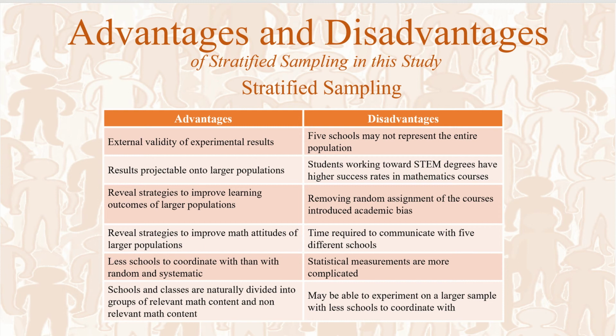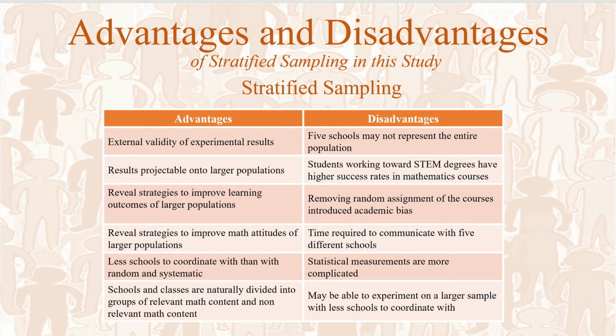Some advantages and disadvantages of stratified sampling are again that the external validity of the experimental result is projectable onto larger populations. Strategies may be revealed to improve learning outcomes of larger populations and to improve math attitudes of larger populations. Fewer schools must be coordinated with random or systematic sampling. Classes are naturally divided into strata of quantitative literacy and college algebra, which saves time and resources.